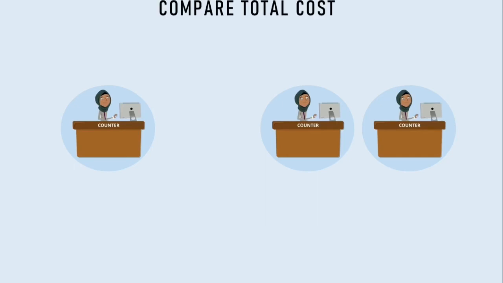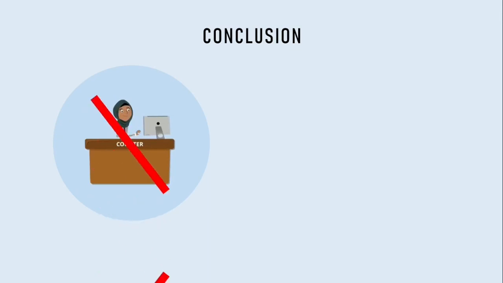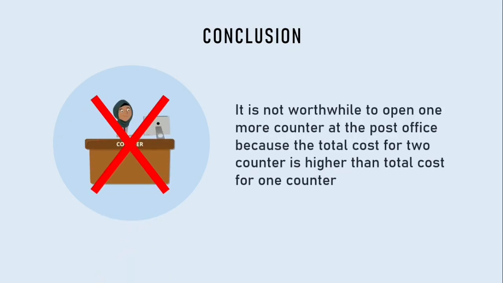For the comparison, total cost for one counter is 11 ringgit and two counters is 13 ringgit 0.01 cent. The conclusion we can make from the comparison is it is not worthwhile to open one more counter at the post office because the total cost for two counters is higher than total cost for one counter.